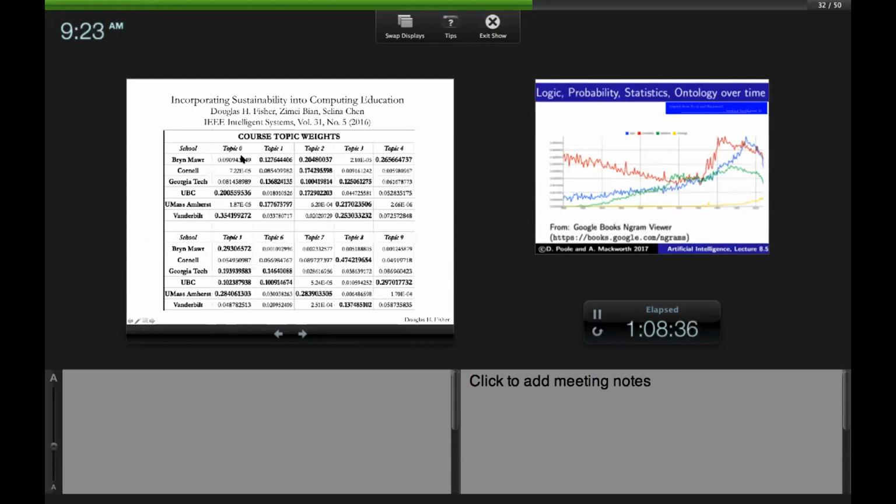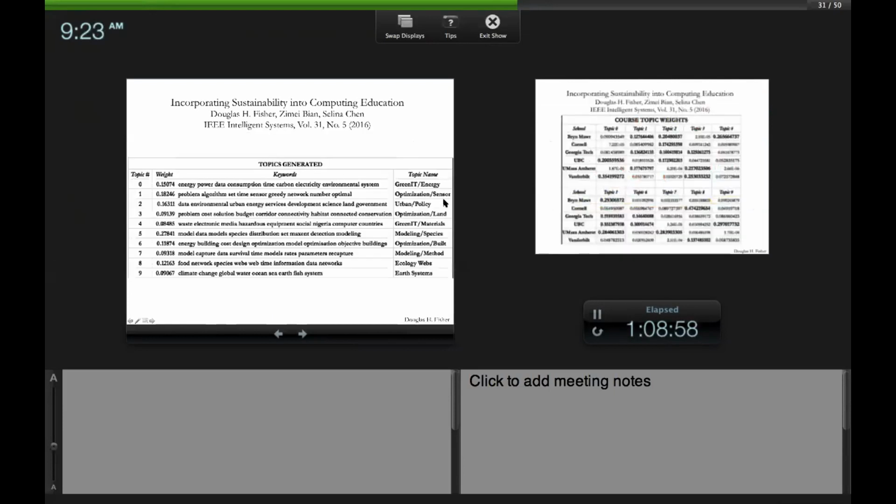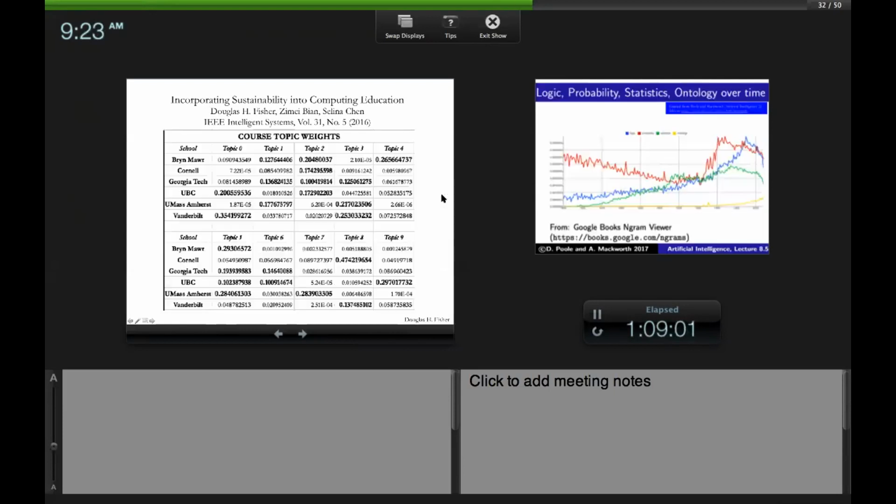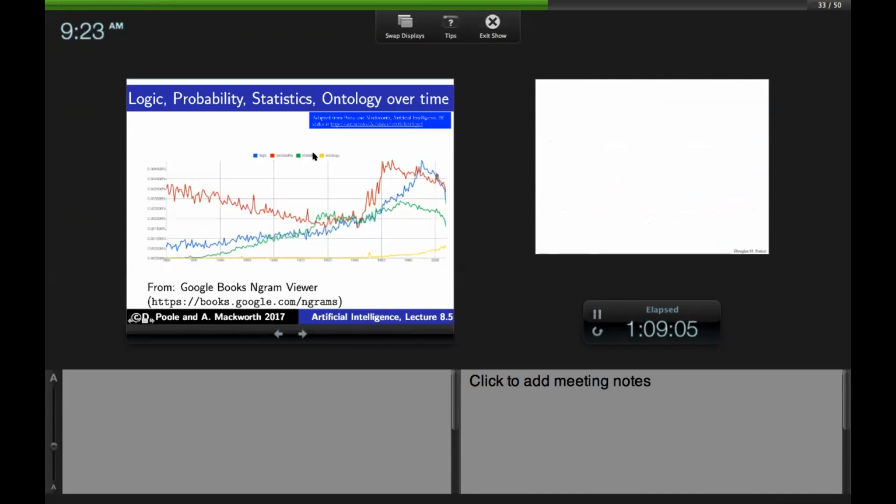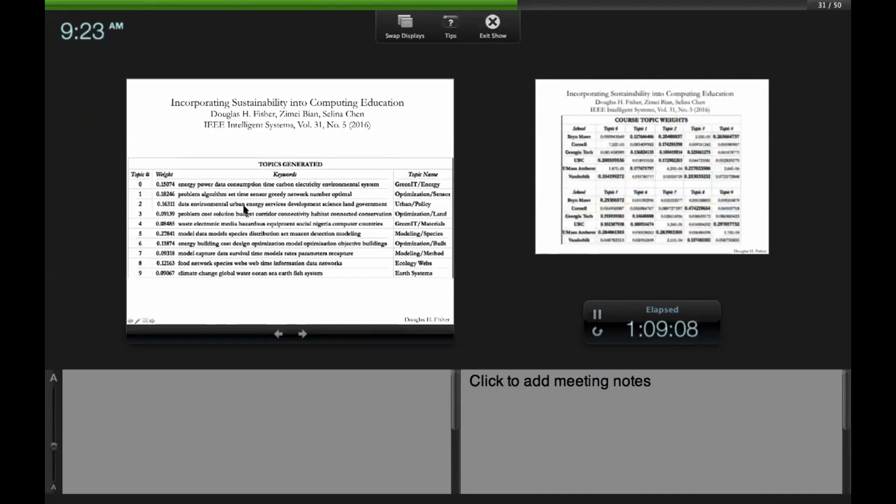And then, this is one of the most interesting things, we can take a look at the documents from each course taken all by itself, and we can identify, of the topics identified, what were the most dominant topics within the Bryn Mawr course. And we can go back and look at those topic names. Topic 1, optimization of a particular kind on sensors, was one dominant topic. Another dominant topic was topic 2 on urban policy.